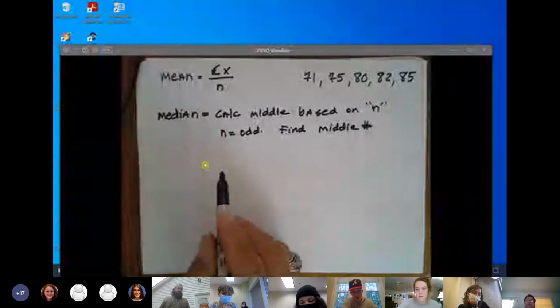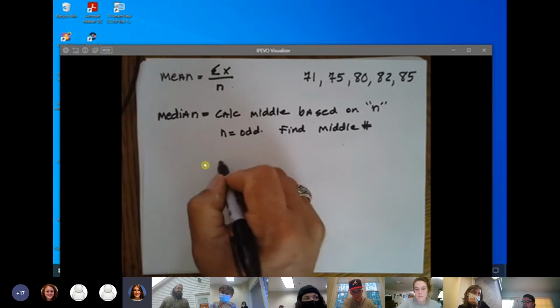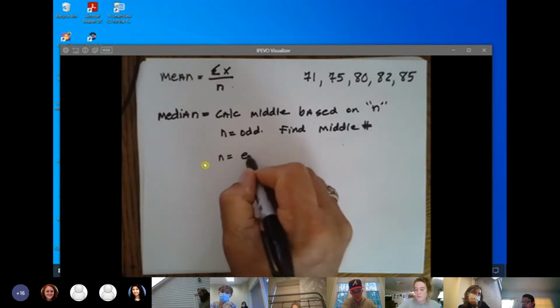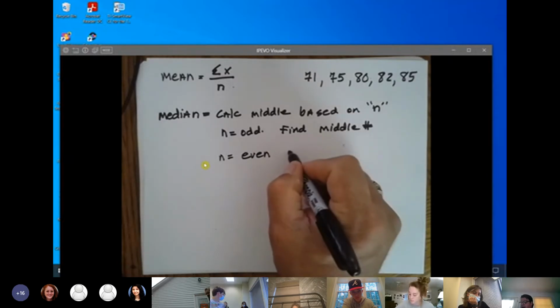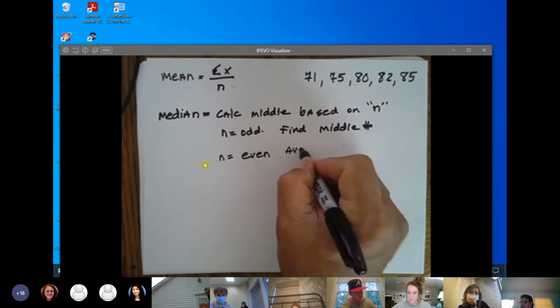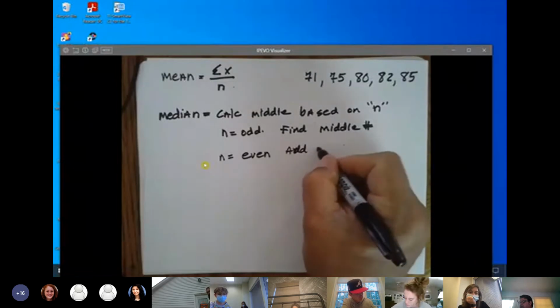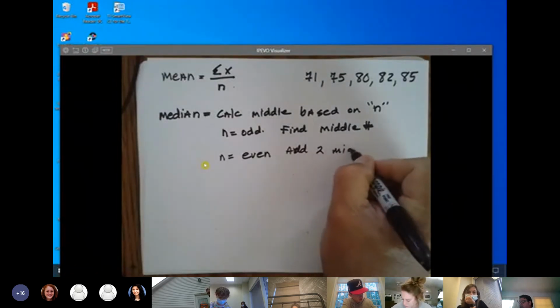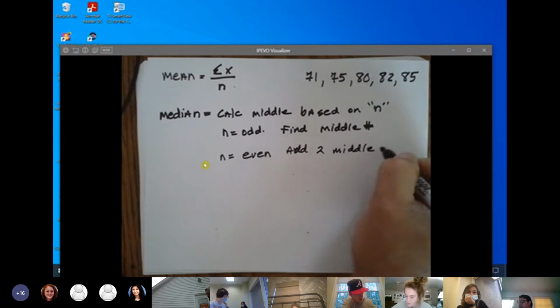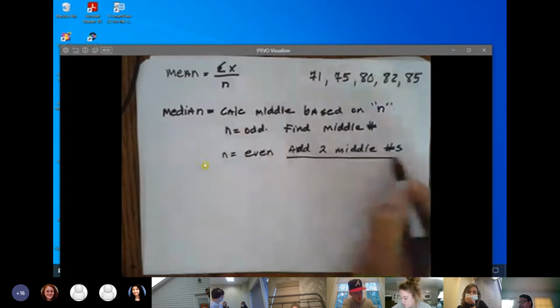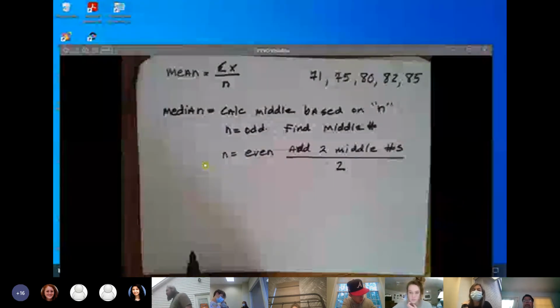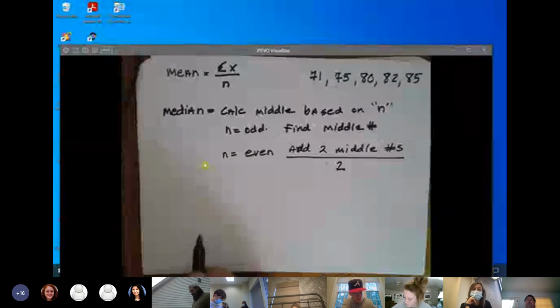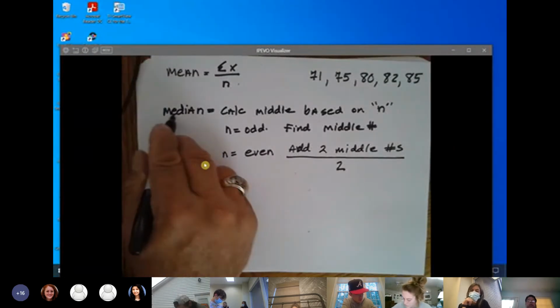So what is even? You add the 2 middle numbers and divide them by 2. Good job. Even, add the 2 middle numbers and divide by 2. In other words, you find the midpoint of the 2 middle numbers. Okay? That's how you find the median.